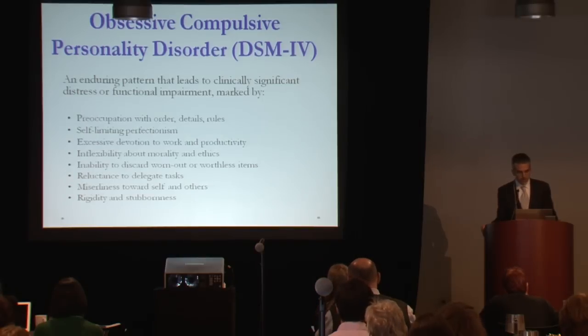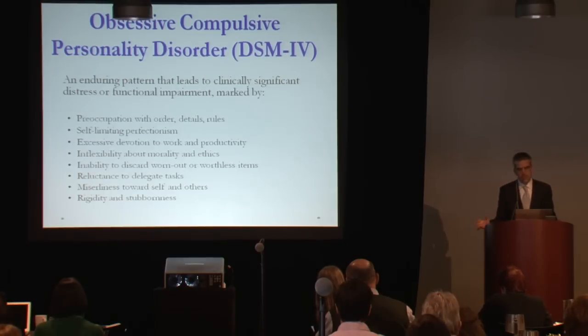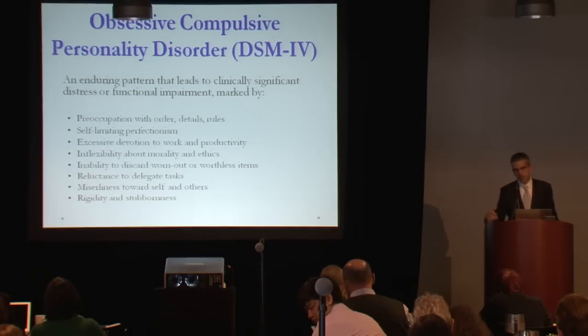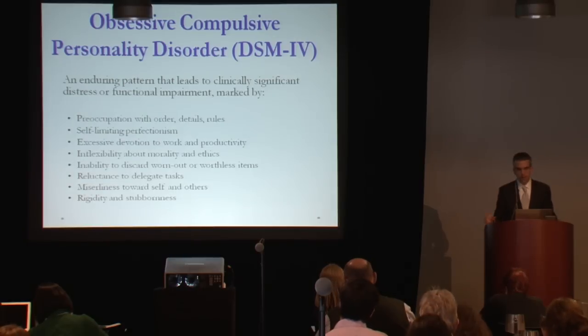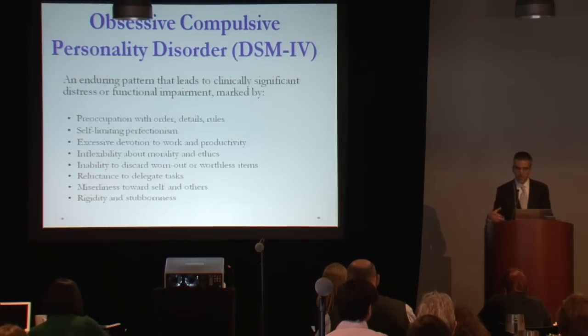There's miserliness towards self and others, and there's what they describe as a painful experience of spending money both on themselves and other people. And then rigidity and stubbornness, which can lend itself to situations such as not being able to see others' point of view, wanting to take control of projects and plans, things like that. So in various factor analyses of these criteria, perfectionism and rigidity often come out as the core features of the disorder.